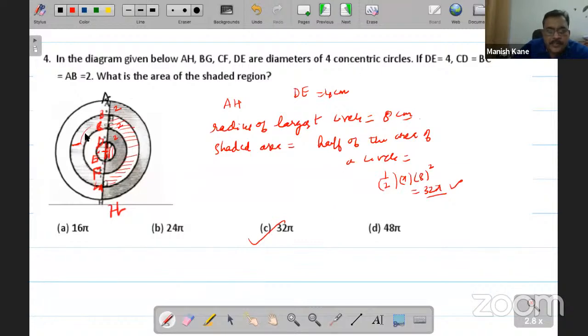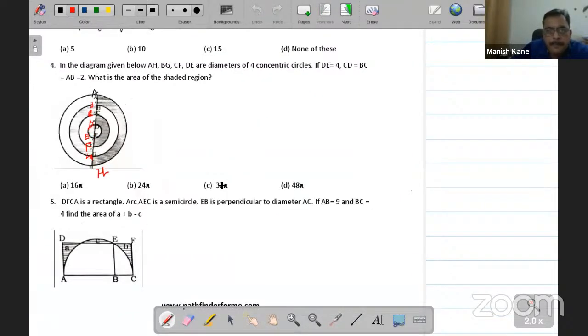You could obviously solve it by taking pi times r1 square minus r2 square, but that would be too long a method. Just look at AH as the line of symmetry and take both the shaded portions on the left hand side to the right hand side, and you will see that the area required is half the area.